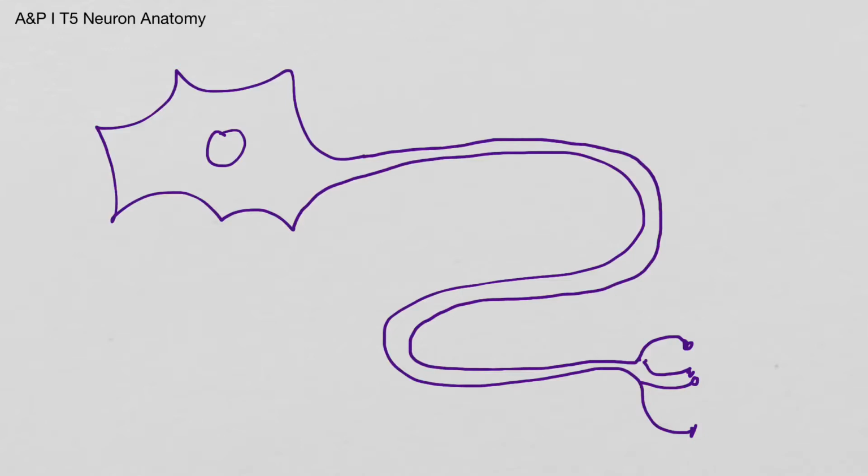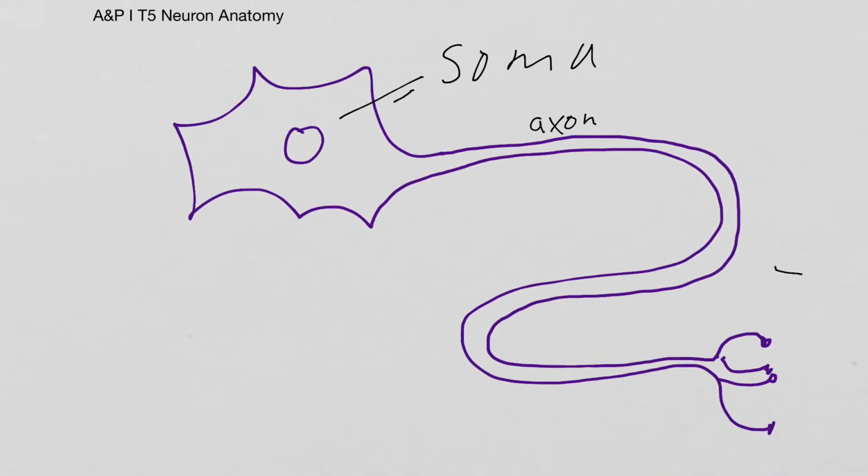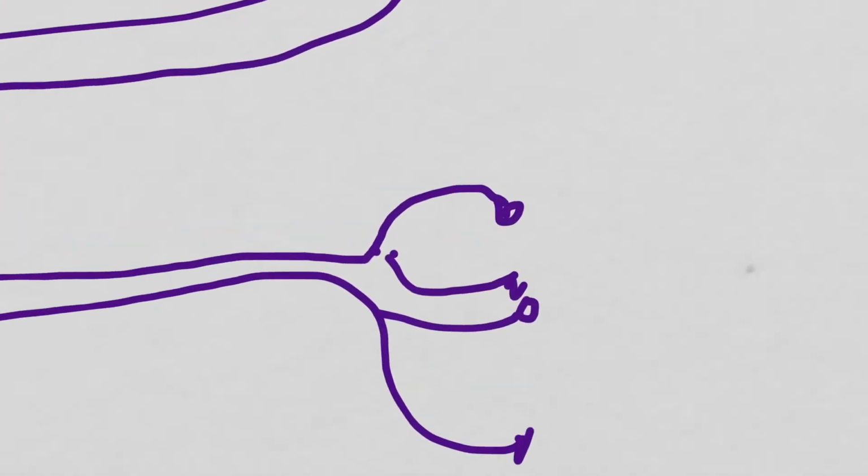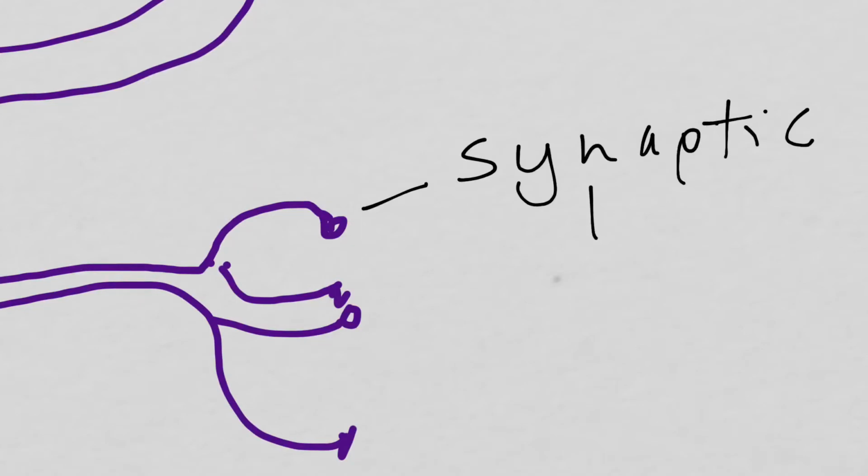We're going to be drawing a picture of the neuron, and I have our base drawing here. This is a neuron, and the cell body is a soma. And then the axon. And of course, these little knobs at the end are synaptic knobs, or synaptic terminals, axon terminals, take your pick.